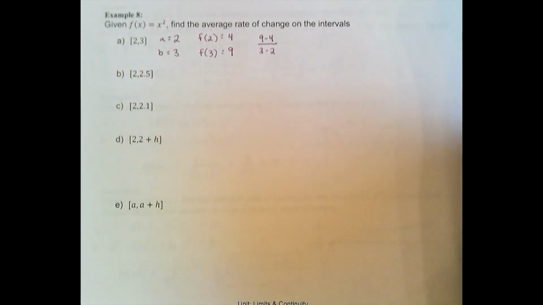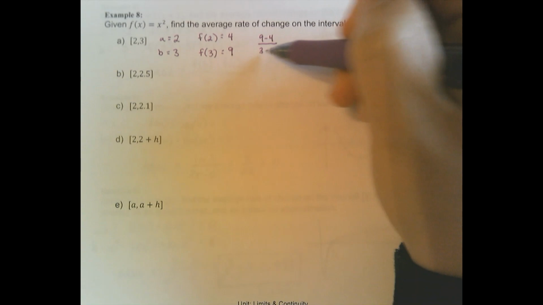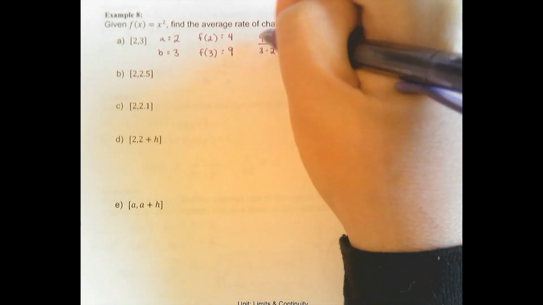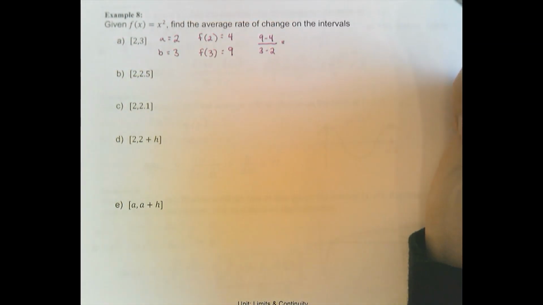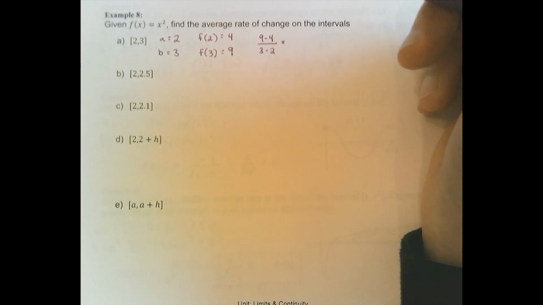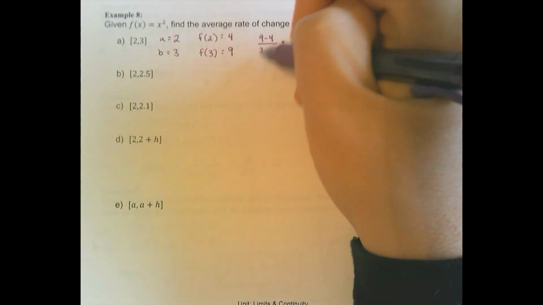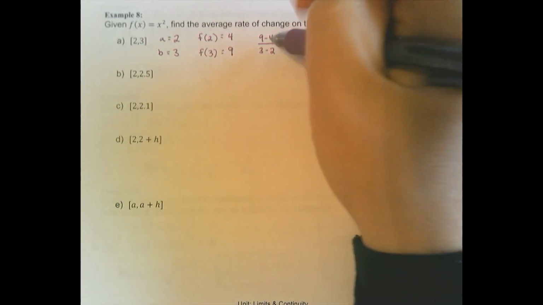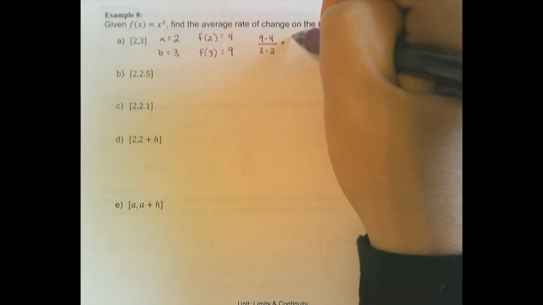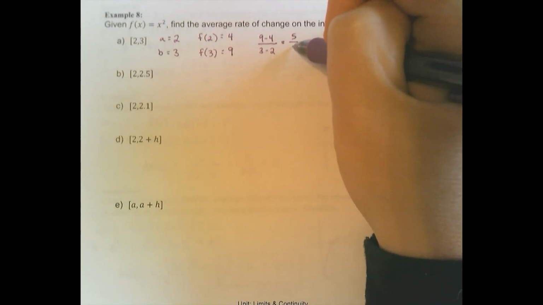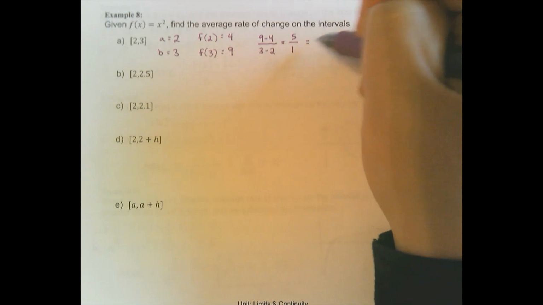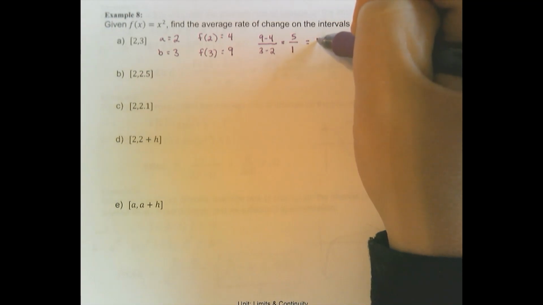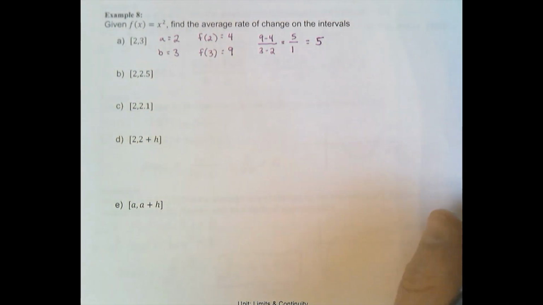It may sound a little picky on my part, but I really want to see all four of these things written out as you do your difference quotient. That way I can see where the numbers come from, and when you roll up into the AP Calculus grading schema, they really like to see all four pieces. 9 minus 4 is 5, 3 minus 2 is 1, so our average rate of change on the interval 2 to 3 is 5.